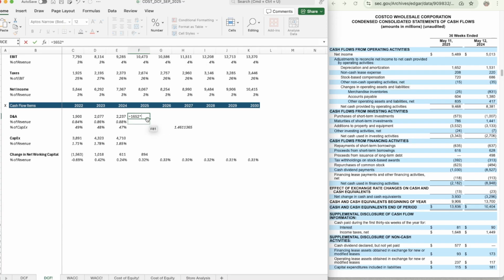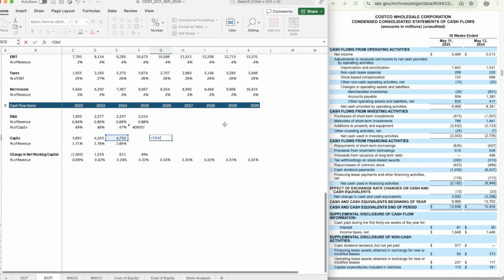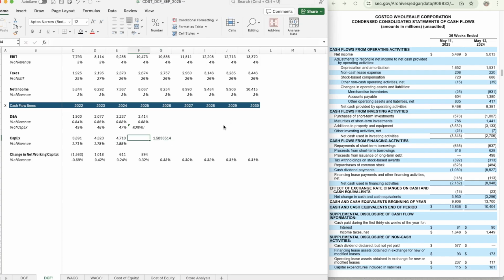Throughout the whole company. Sorry. I wonder what capex is going to be. So let's see. 4710 divided by additions to property and plant and equipment is 3133 divided by 1.5. Oh wow, it's different. We spoke too soon.